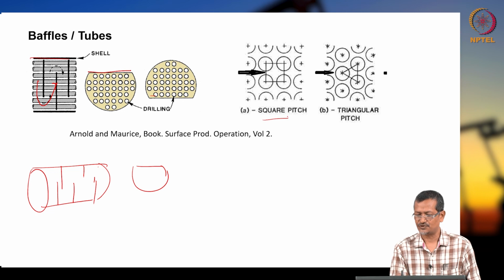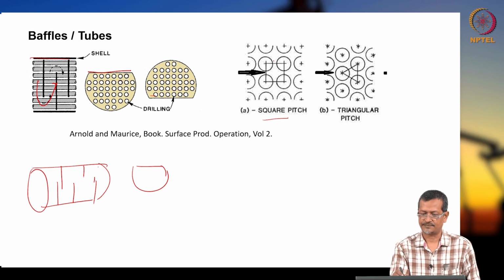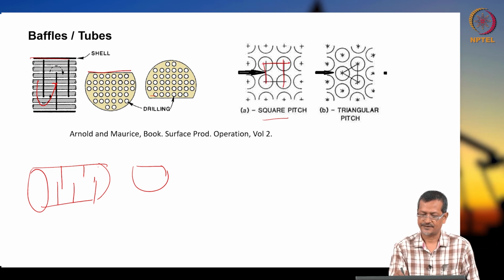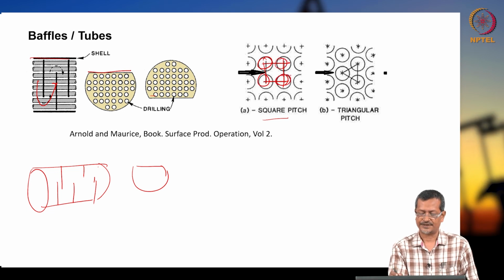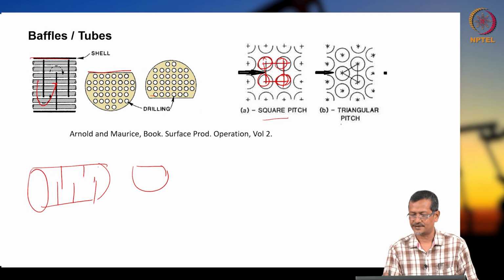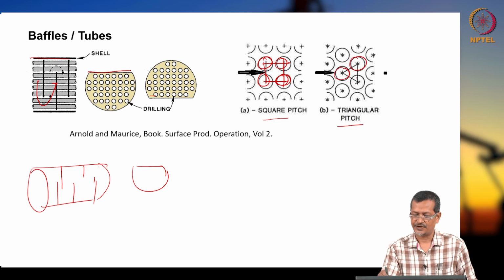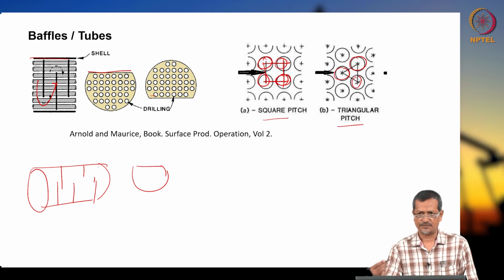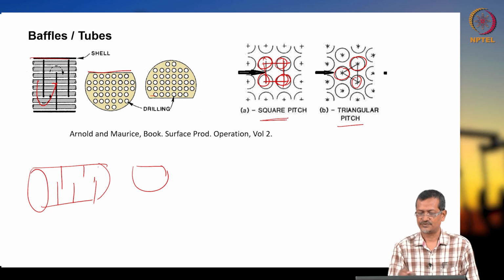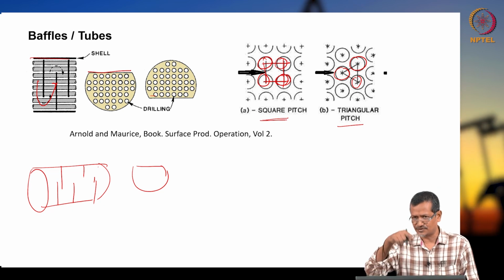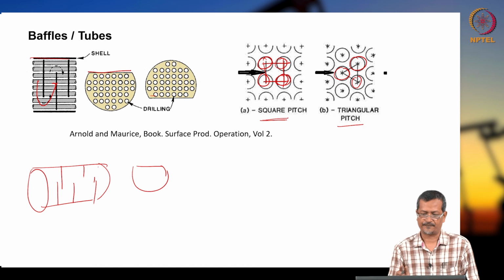Square pitch tubing arrangement, like if you see this picture on the right side, square pitch, 4 tubes are there. In another case, triangular pitch, here 3 tubes are there. Many other types of combination are also possible. So you should remember that different orientations or combinations of tubing are also possible.